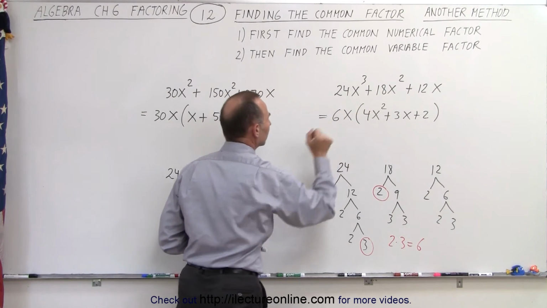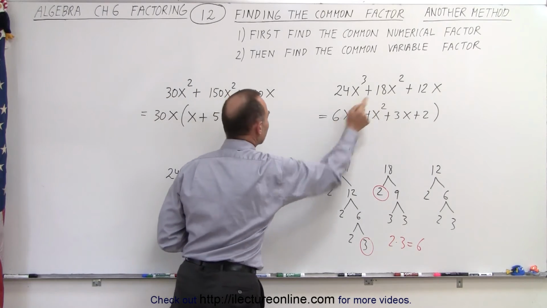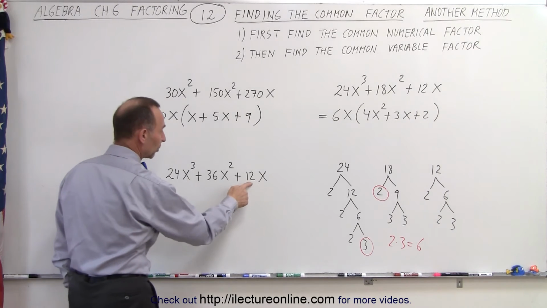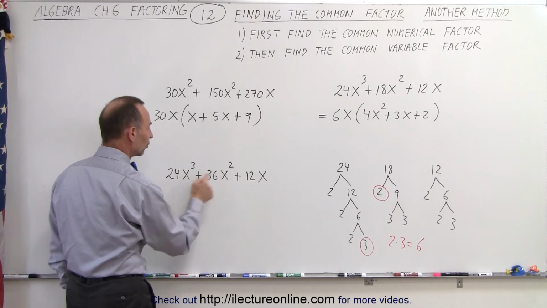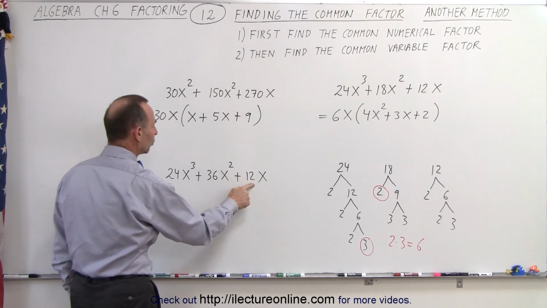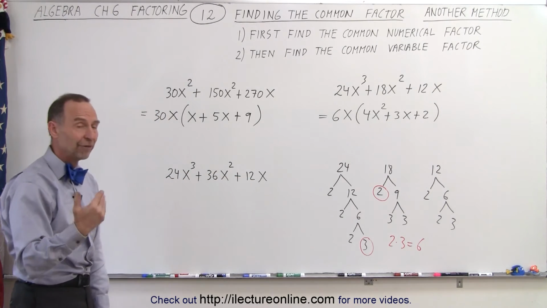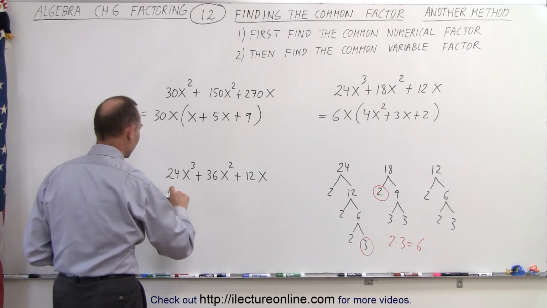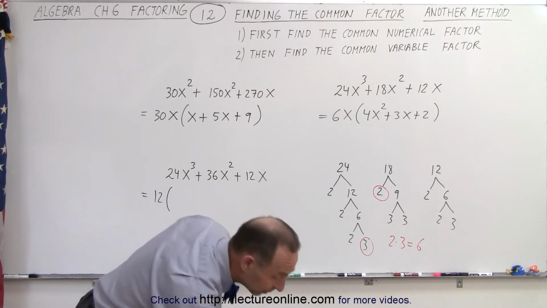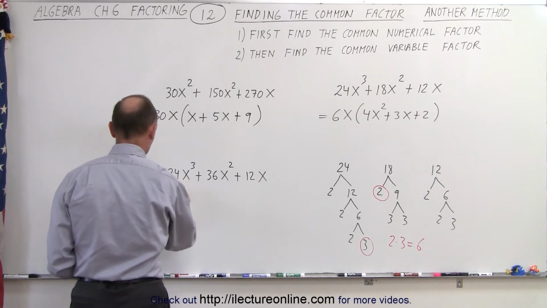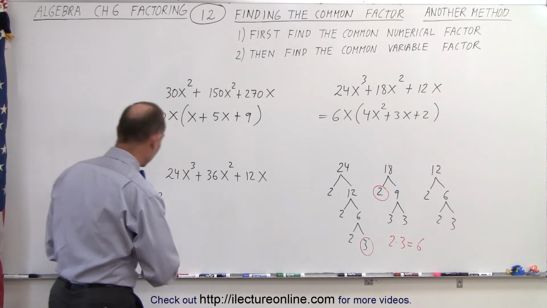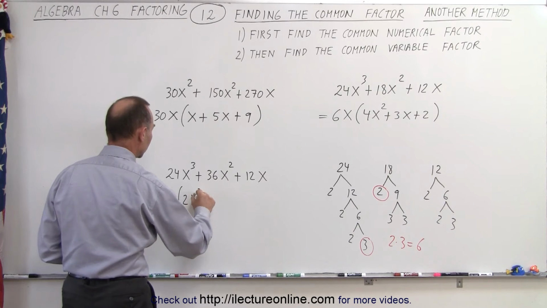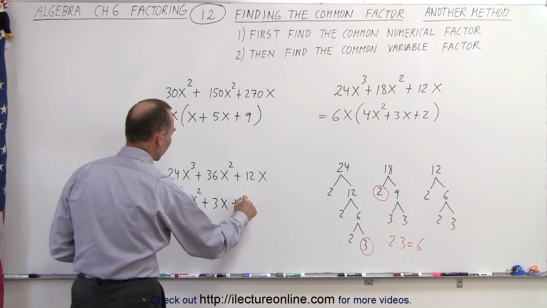If we then look at this next one, notice it looks very similar to what we have over here. But instead of having an 18x squared, we have a 36x squared. Again, I will look for the smallest number to see if it fits evenly in the other two, and it does. 12 goes into 24 twice, and 12 goes into 36 3 times, so we can factor out a 12 as a common factor. So this can be written as 12 times, I can also factor out an x, right? Because we have an x cubed, x squared, and x, so that means 12x would be the common factor, which leaves us with 2x squared plus 3x plus 1.